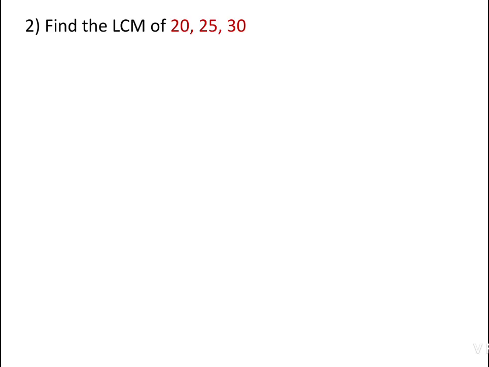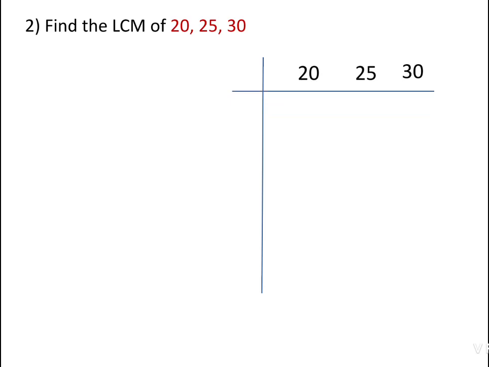Next example: LCM of 20, 25, 30. Three numbers are there, so we write three numbers together. Then we check if any of the numbers is divisible by 2. So we take 2. Here 20 and 30 are divisible by 2, so we write 2 here. In 20 how many 2s? 10. 25 is not divisible by 2, so we write 25 itself. No change in the number.